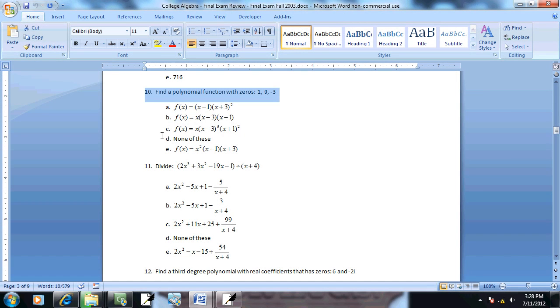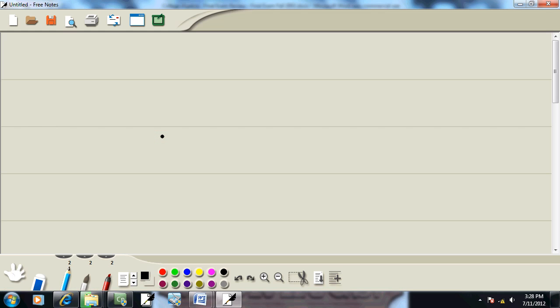Let's take a look at problem number 10. And first we need to refresh our memory a little bit. Remember you had problems like x squared minus 5x plus 6 equal to 0, and then you'd factor these: x minus 2 times x minus 3.